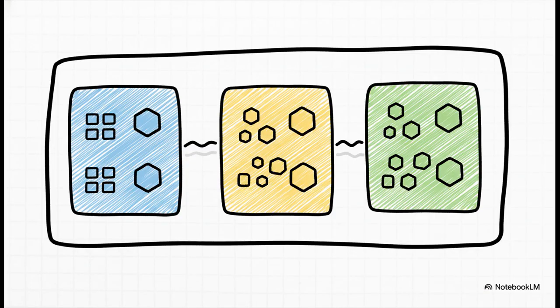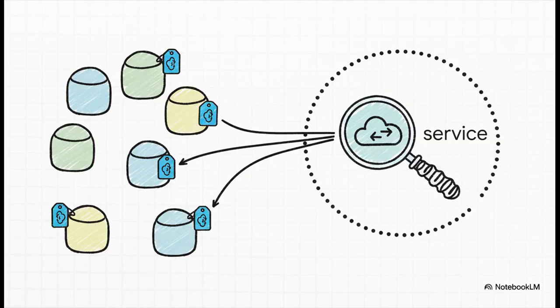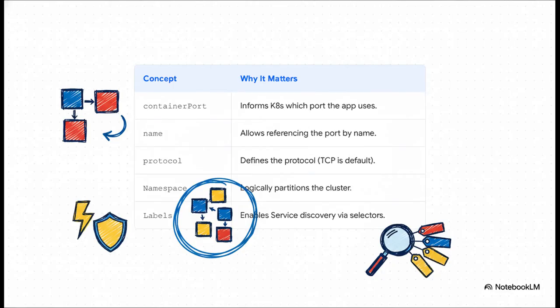We also need a namespace. This is super important for keeping things organized and isolated. And here's the magic glue: labels. Without them, services have no way to find this pod. So you see, it's all about these different parts working together to define and find your app.